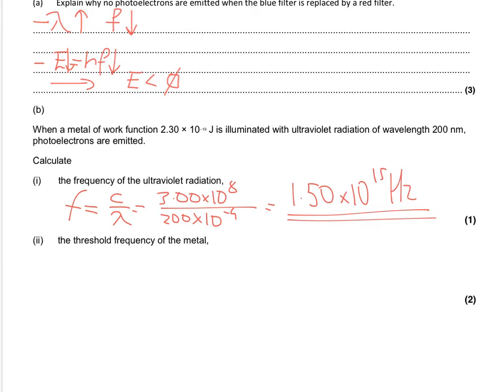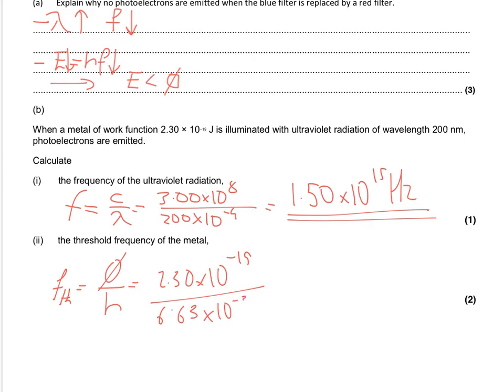And it wants the threshold frequency. So remember, the threshold frequency is the work function divided by Planck's constant. So it's going to be 2.30 times 10 to the minus 19 divided by the value from your formula sheet. And when we type that in, we end up with a value of 3.47, to 3 significant figures, times 10 to the 14 hertz. So that's a frequency as well. So we've cracked that one.